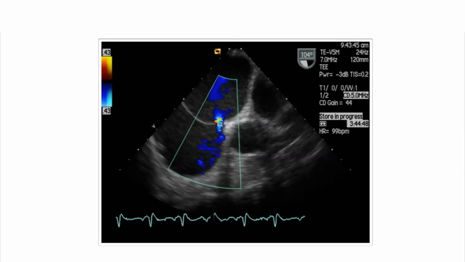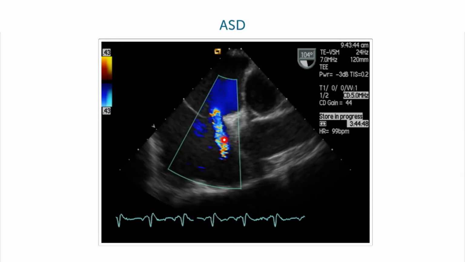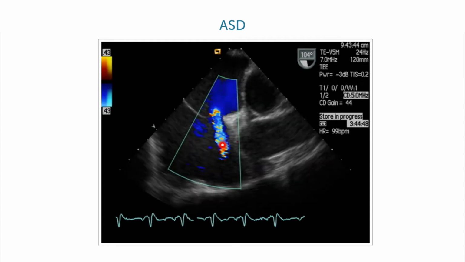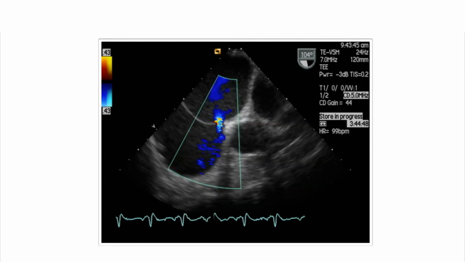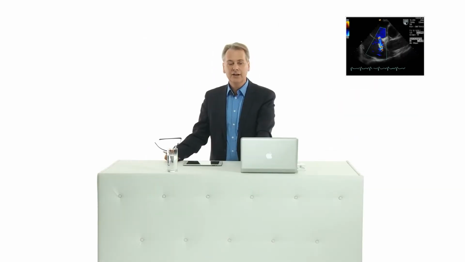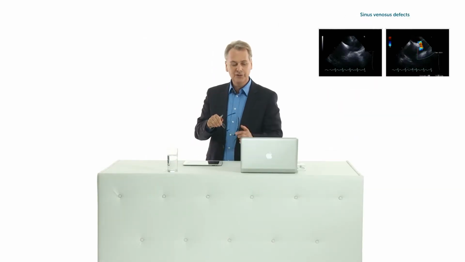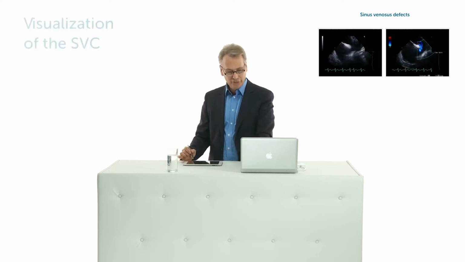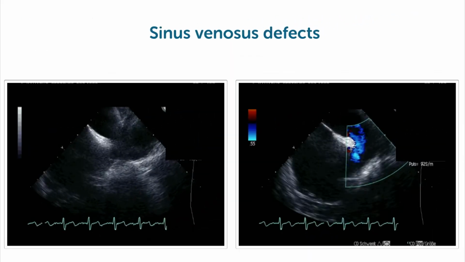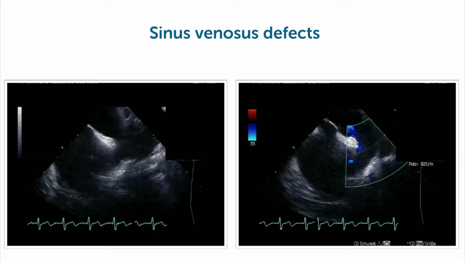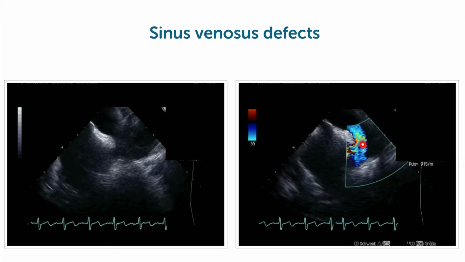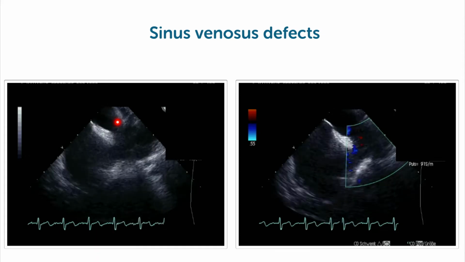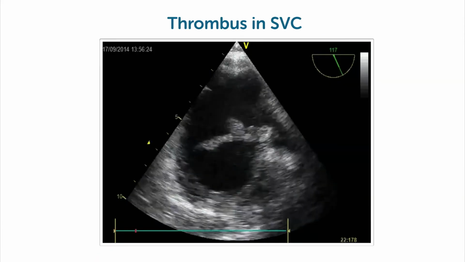Color Doppler documents an atrial septal defect here. Again, left atrium, right atrium, and there's a shunt right between the both chambers. It also allows us to look at portions of the superior vena cava which are very difficult to visualize from a transthoracic approach, and thereby it allows us to see a so-called sinus venosus defect. Here is the shunt right here where the superior vena cava enters the right atrium.